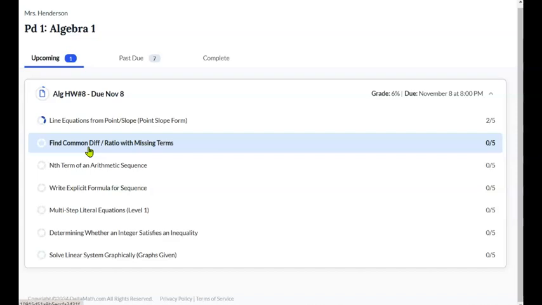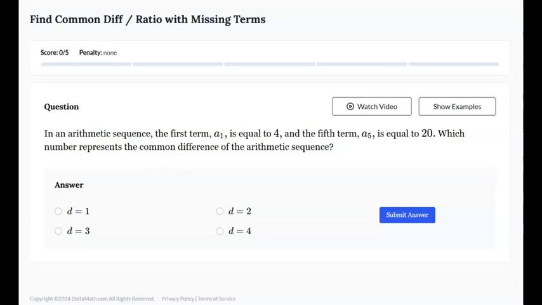Finding the common difference or the common ratio when given a sequence. In this example, we're told that we have an arithmetic sequence. That means we're going to have a plus or minus pattern. It tells us that the first term is 4. It also tells us that the fifth term is 20. So if A is term number 1 and 20 is term number 5, we have to figure out what that difference is.